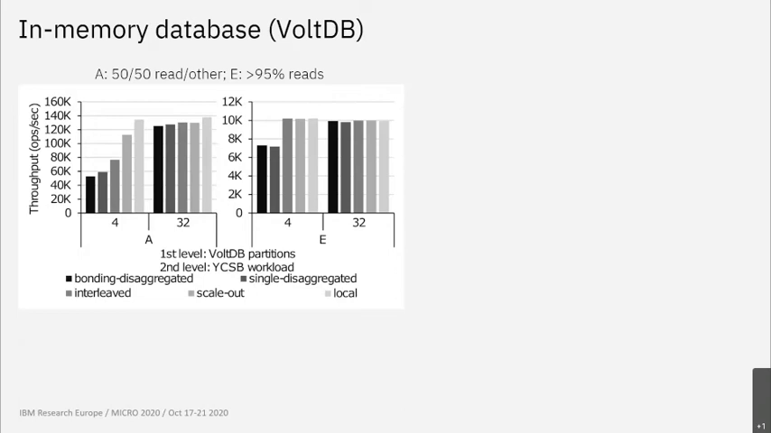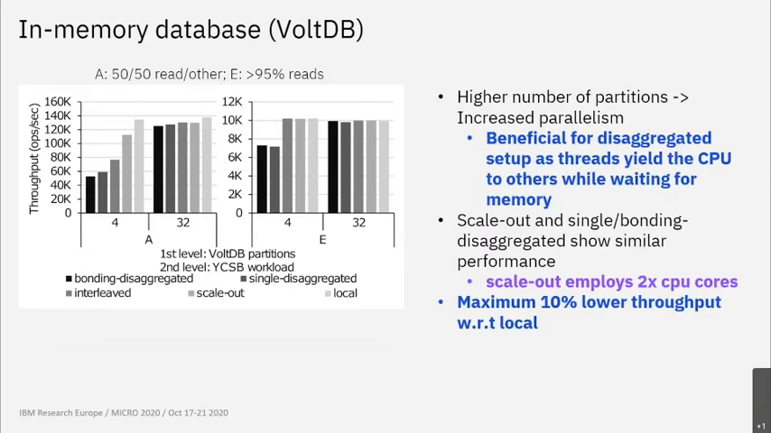The first example that we see here is the VoltDB in-memory database. The benchmark clients are using YCSB, the Yahoo Cloud Serving Benchmark, and here we see the throughput in operations per second for 4 and 32 partitions. The number of partitions is representing the parallelism of the application itself.